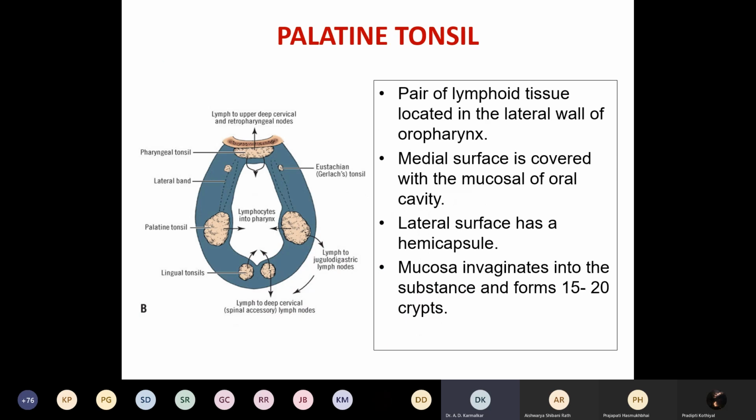Next is the palatine tonsil. The palatine tonsil we have seen is present in the fossa of the oral cavity. You can see it at the oral isthmus, between the palatoglossal and palatopharyngeal arches, just under the mucosa. On the lateral surface it is covered by a capsule, so it is a hemicapsule. The oral surface is not covered by the capsule. It is a pair of lymphoid tissue located in the lateral oropharynx, and it shows crypts. About 15 to 20 crypts are there.